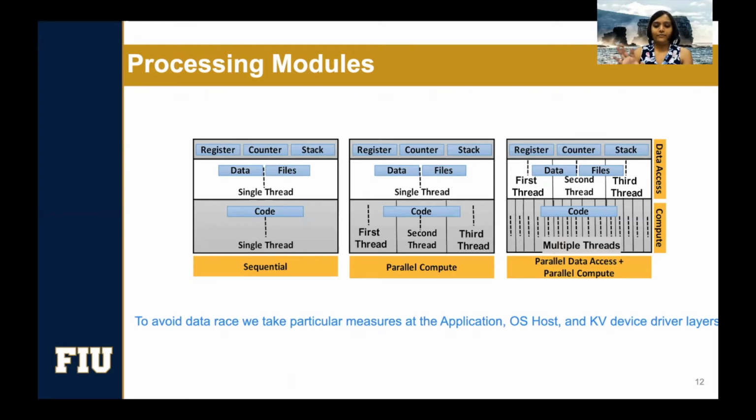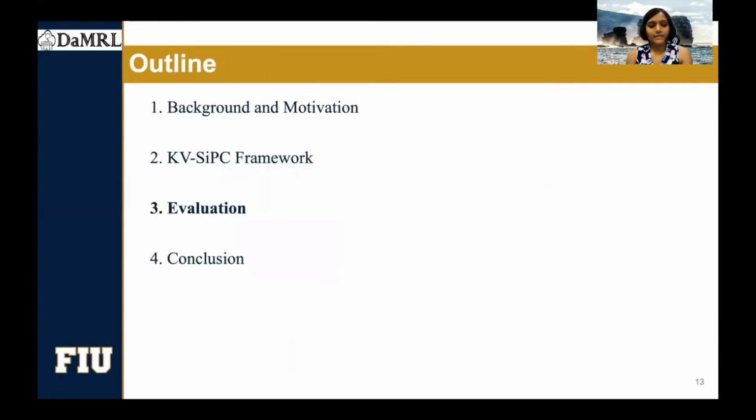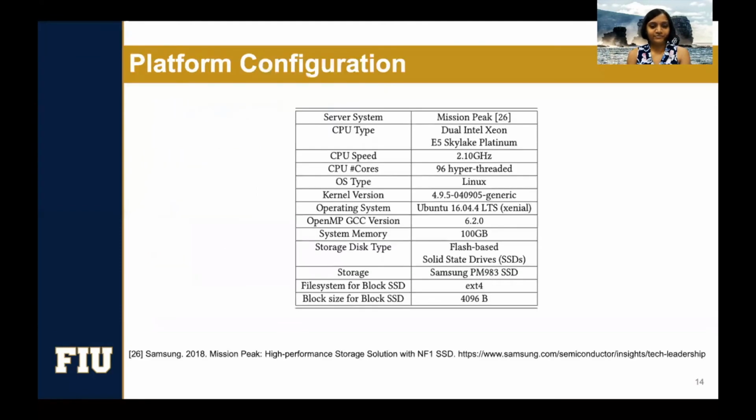So to read about more details on what measures we take, please refer to our paper. Let's have a brief glance at the evaluation and how this KV-SiPs performance behaves. As an overview of the storage-related system configuration, we use a Mission Peak node that has a very huge amount of memory, but here we are evaluating storage performance, so we limit the system memory to 100 GB.